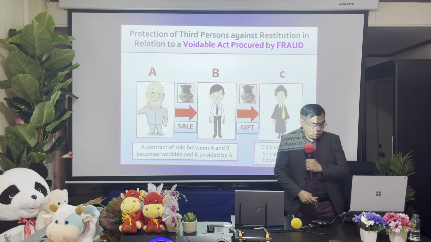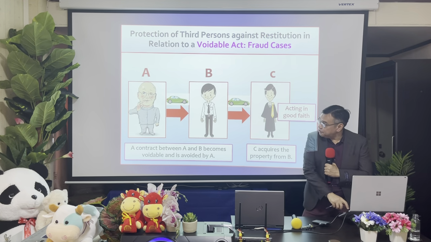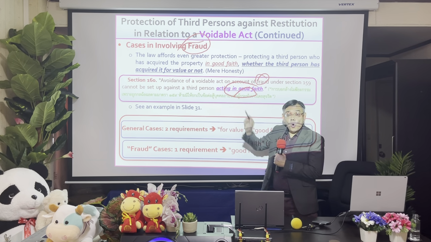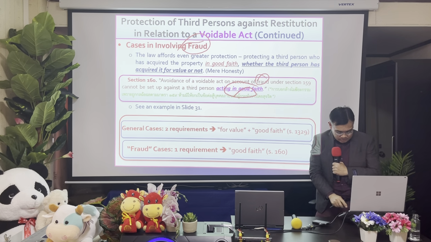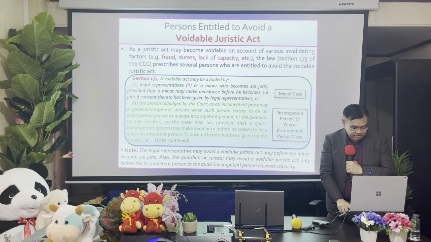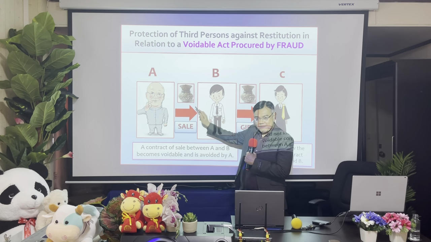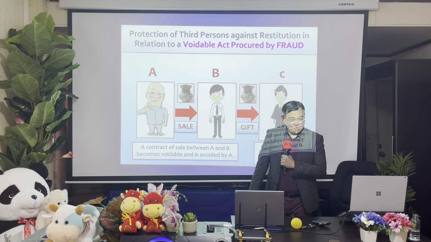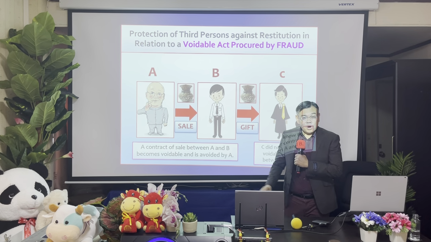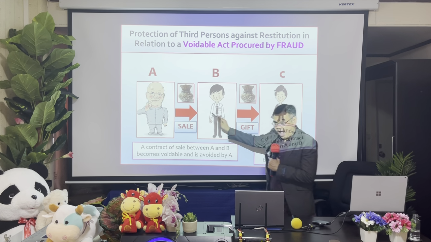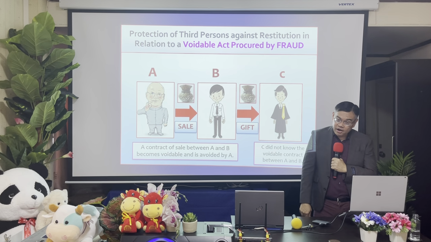In this case, according to Section 160, the law protects C because C acted in good faith. So in this case, C does not need to return the property to A. When the restitution by B is impossible, B is required to pay damages to A in compensation, according to Section 176, paragraph 1, remember.